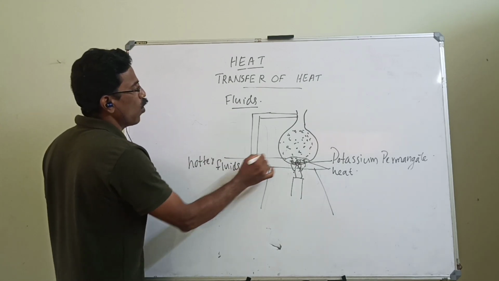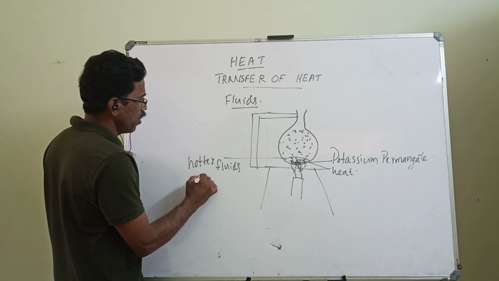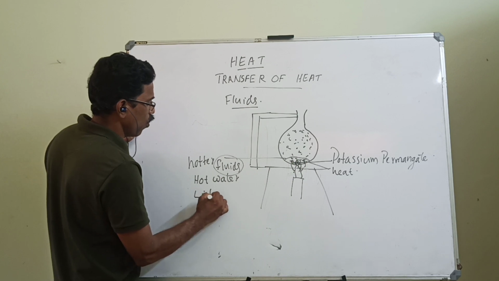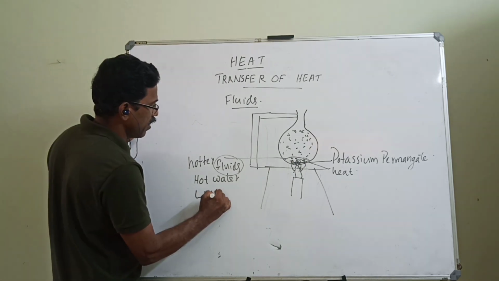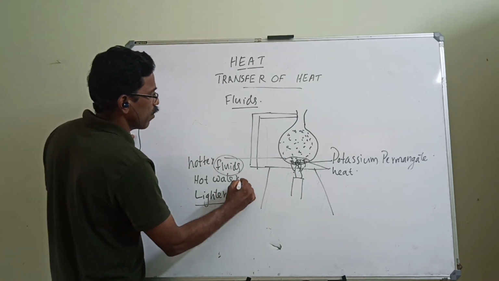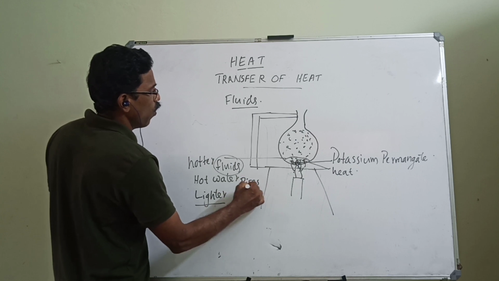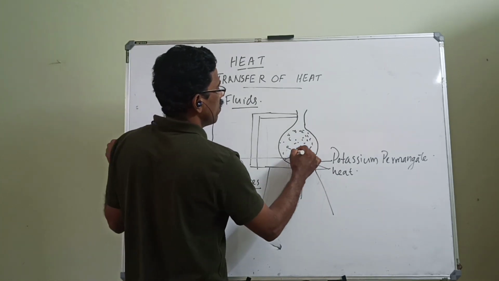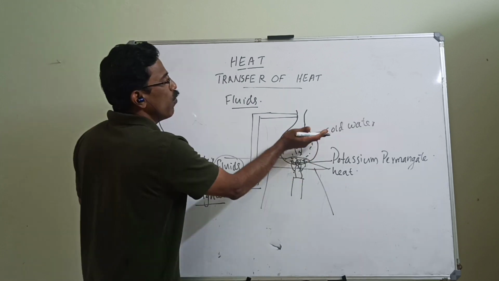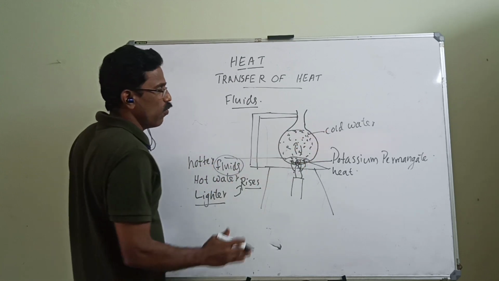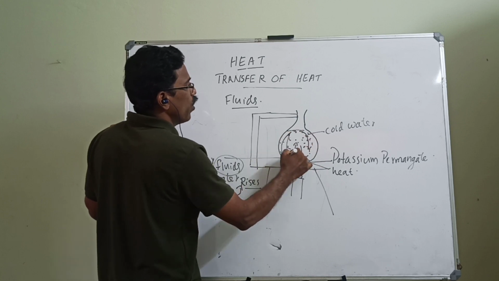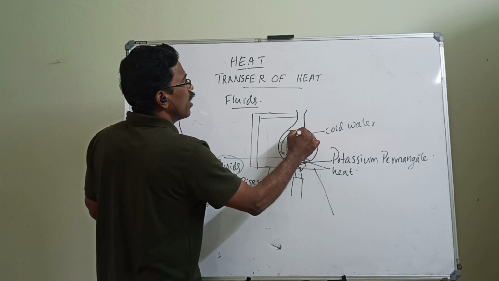Here what is present is water, a fluid. The hot water, what happened to it? It is lighter in weight. You know, hot water is lighter. Lighter means having less weight. So it rises up. You can see it is getting raised. And here there is cold water. The cold water is heavier than hot water. So this cold water goes down. You can see cold water going down and hot water rising up.